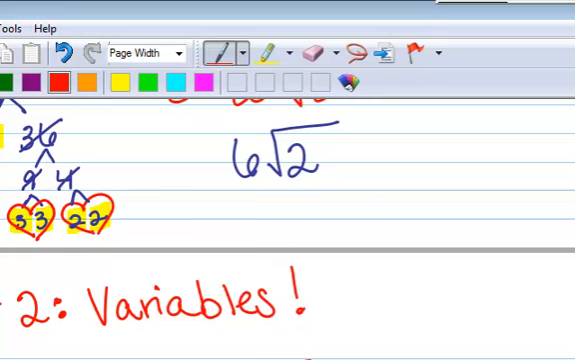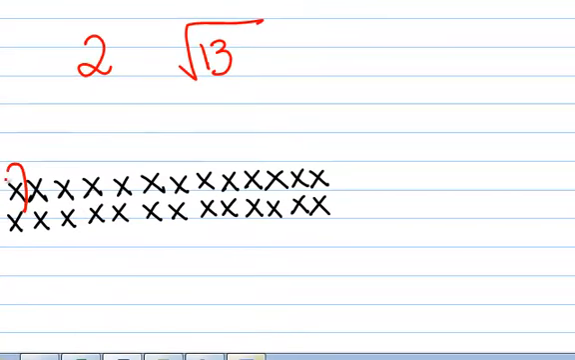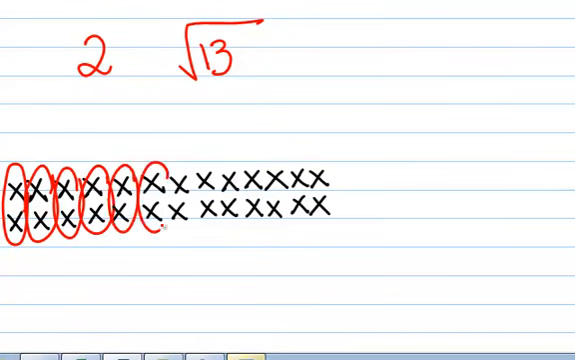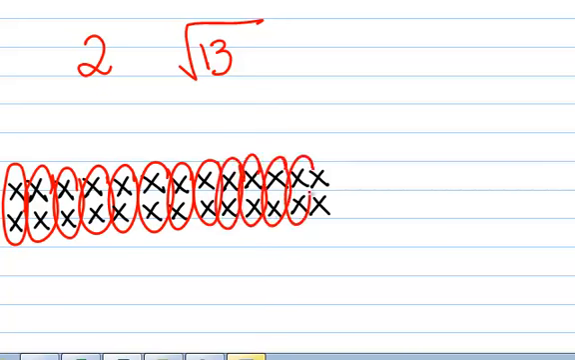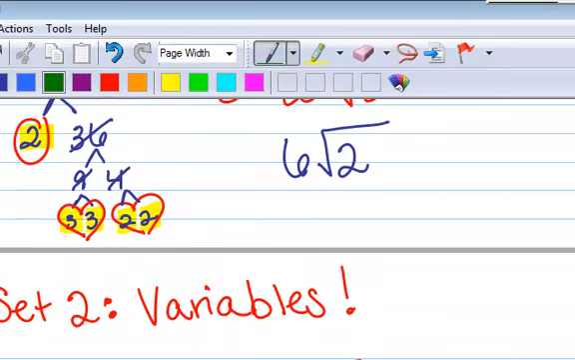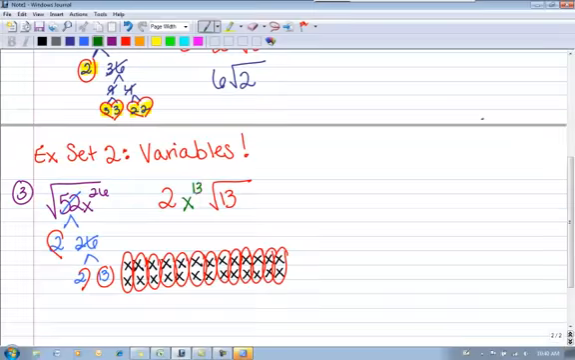I wrote out 26 x's, and I'm looking for pairs of x's now. So I'm going to circle all the pairs. I have 1 pair, 2, 3, 4, 5, 6, 7, 8, 9, 10, 11, 12, and 13. So I have 13 pairs of x's, which means that I'm going to have 13 x's that I can pull outside of the radical. So I'm going to write x to the 13th.